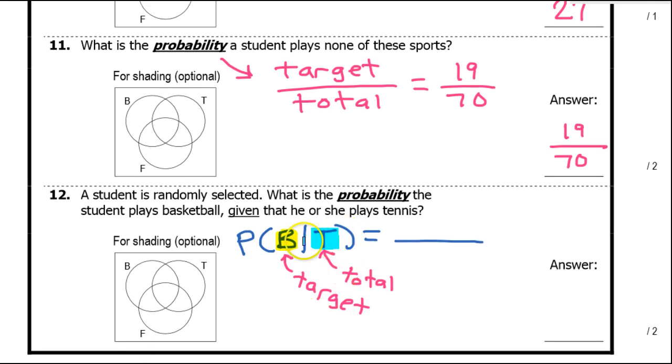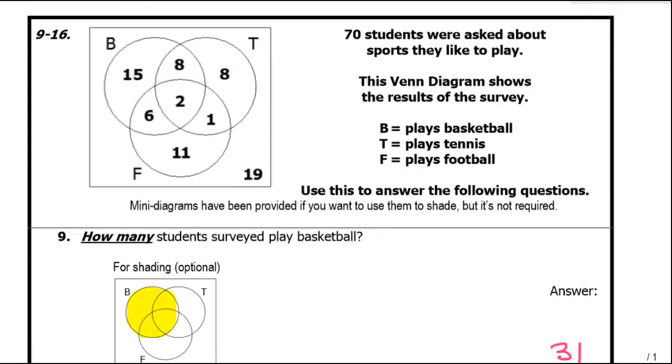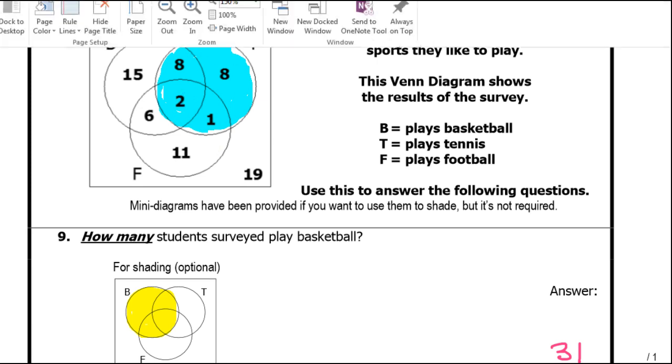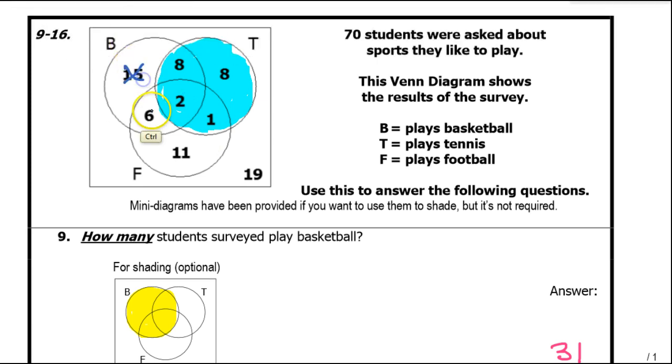So what you want to do whenever you have a given problem is start with the new total and highlight that. So the new total is T. This is the new total. Highlight that, and cross out everything else. So if this is the total now, that means nothing else exists. So it's very important to cross out the 15 and the 6 and the 11 and the 19. That way you won't be tempted to use those numbers later. So this is going to be the new total.